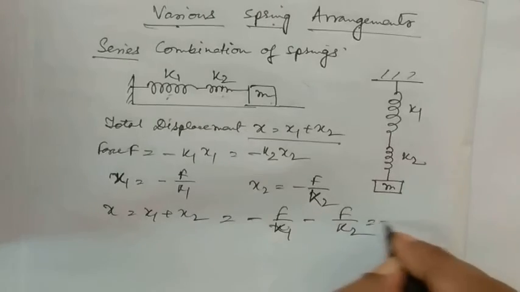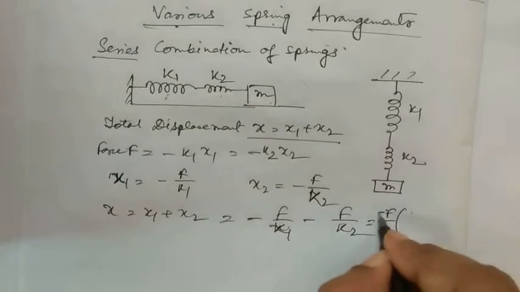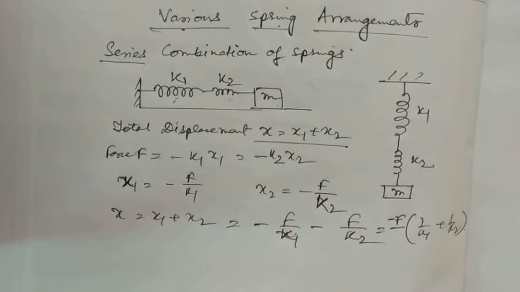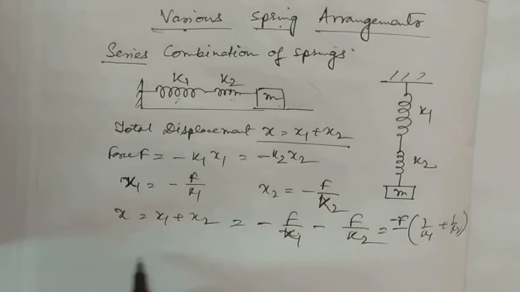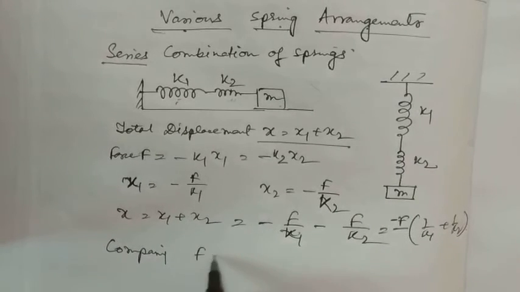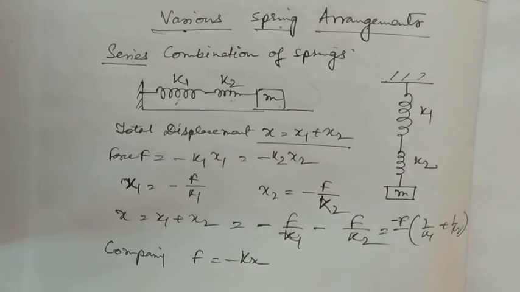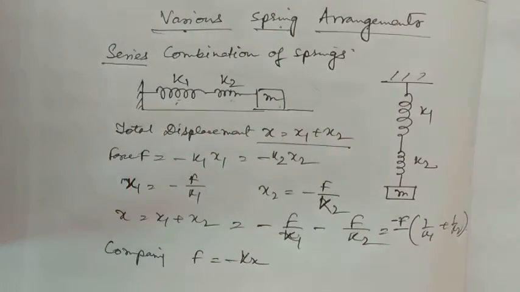If we take F common from here, minus F common, we get 1 by K1 plus 1 by K2. Now comparing this, the equivalent force F is equal to minus Kx. Or we can conceptualize it in this fashion: if two springs are replaced by a single spring with spring constant K, then what happens for the relation?